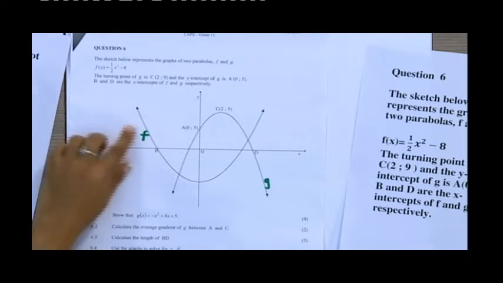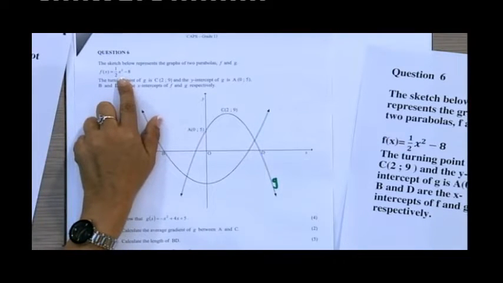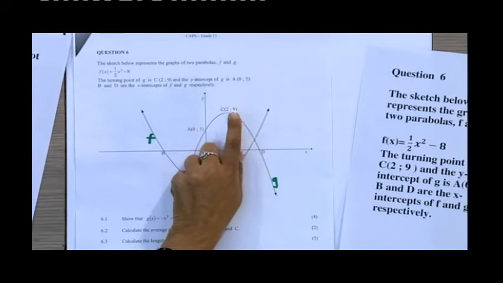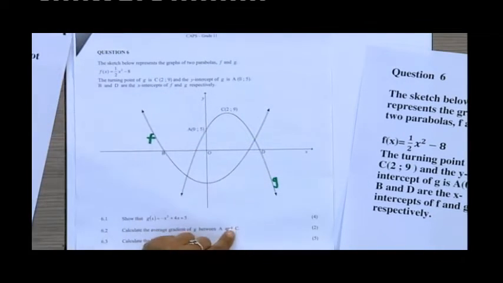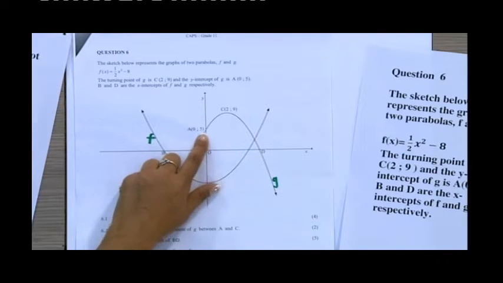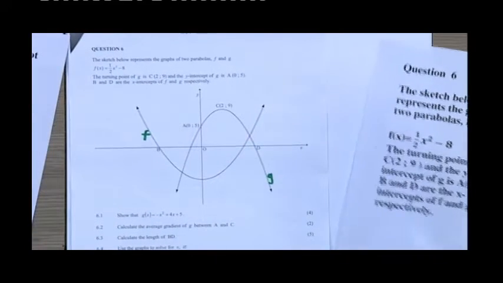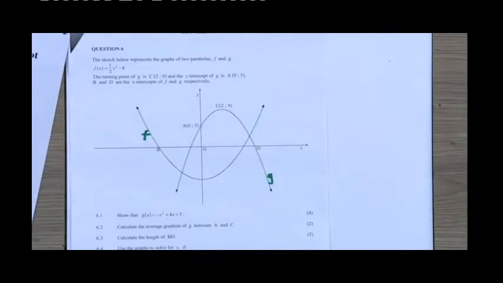It says that the equation of f is a half of x squared minus 8. The turning point of g is 2 and 9. 2 and 9, I can see it. And the y-intercept of g is 0 and 5. b and d are the x-intercepts of f and g respectively. I've got all that information and I'm ready to go to my first question.